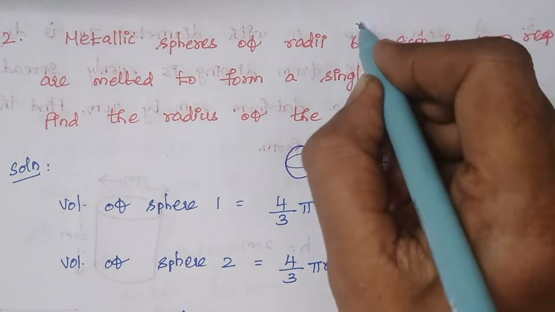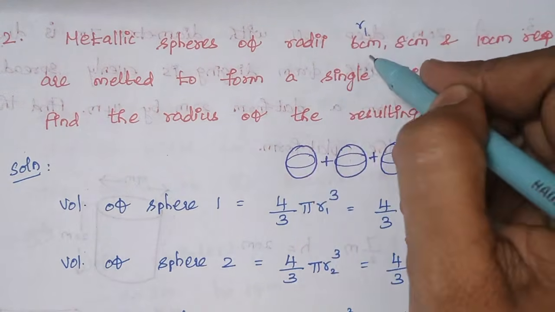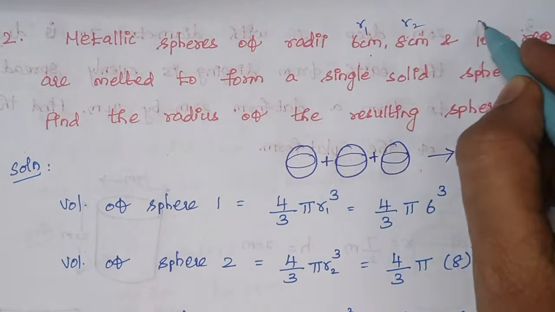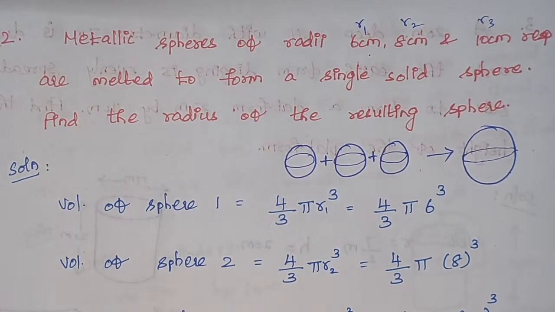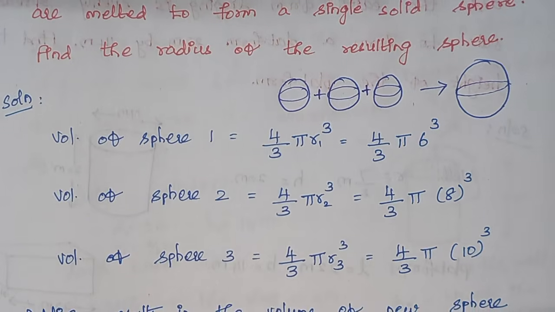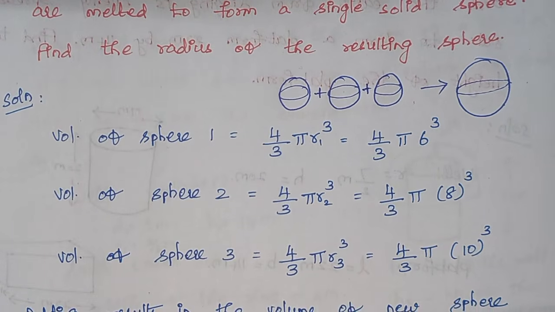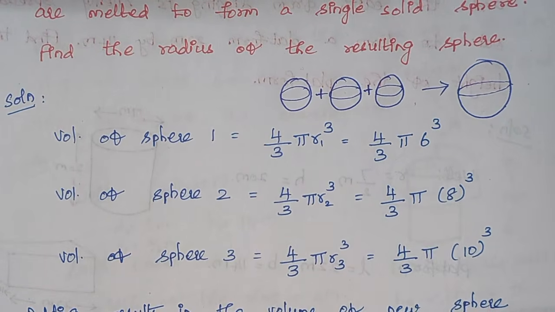So let this 6 centimeter be R1, 8 as R2 and 10 as R3. Right. So just substitute in the formula. So 4 by 3 pi R1 cube, 4 by 3 pi R2 cube and 4 by 3 pi R3 cube. Right. So just substitute the values here.